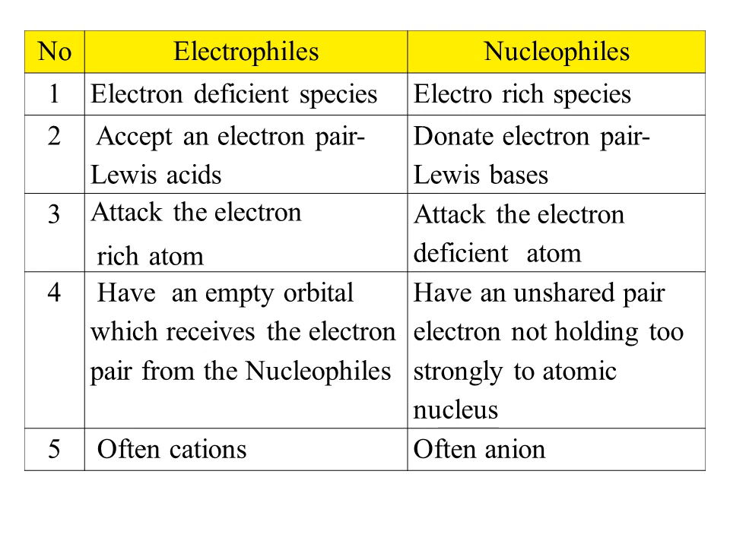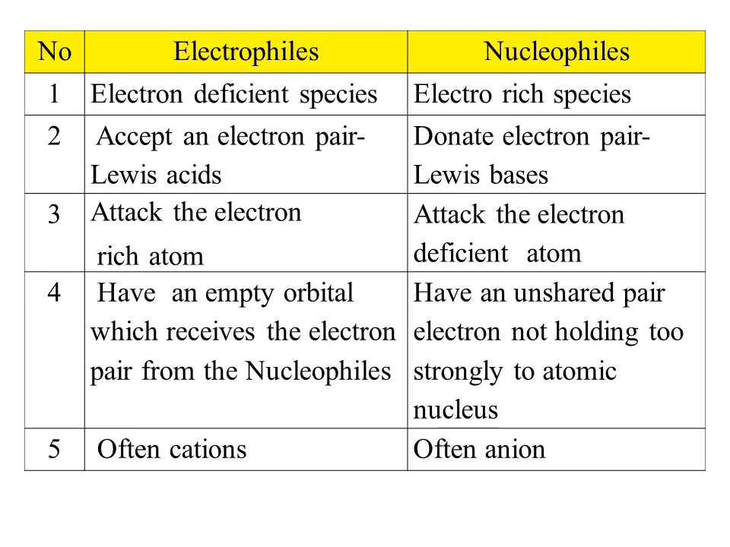So electrophiles, as the name indicates, are electron deficient species. Nucleophiles are electron rich species. Electrophiles accept an electron pair, so they act as Lewis acids, whereas nucleophiles donate the electron pair, so they act as Lewis bases. The electrophile attacks the electron rich atom, whereas the nucleophile attacks the electron deficient atom. As I already told you, depending upon the type of attacking reagent, the attack takes place in a different manner. Electrophiles have an empty orbital which receives the electron pair from the nucleophile.